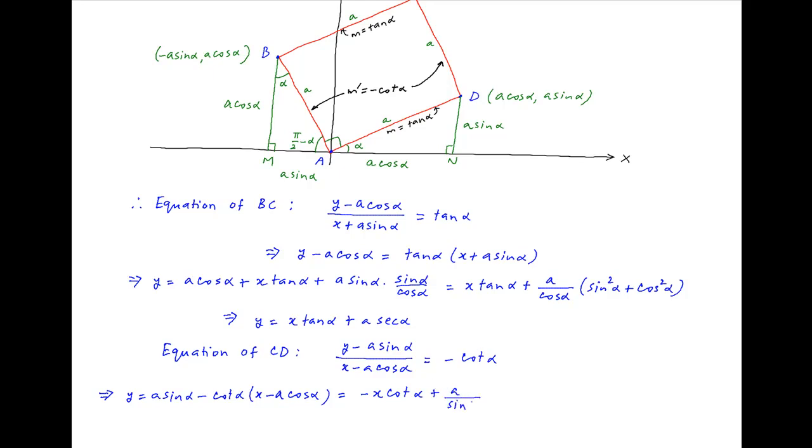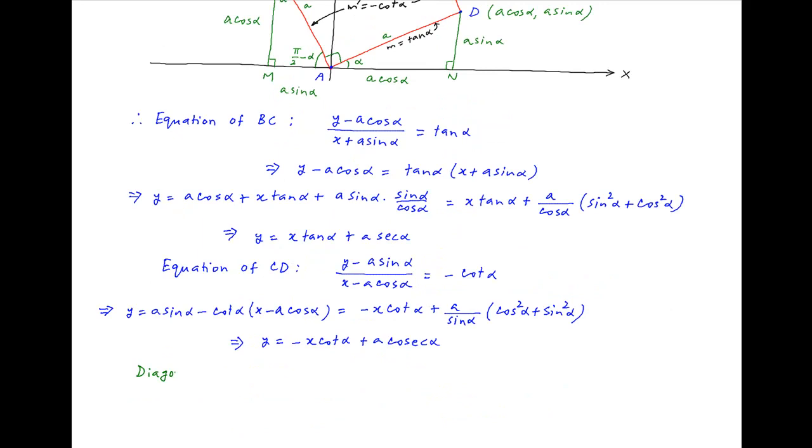plus a upon sin alpha times in brackets cos square alpha plus sin square alpha. And therefore the equation of the side CD simplifies to y is equal to minus x cot alpha plus a times cosec alpha.